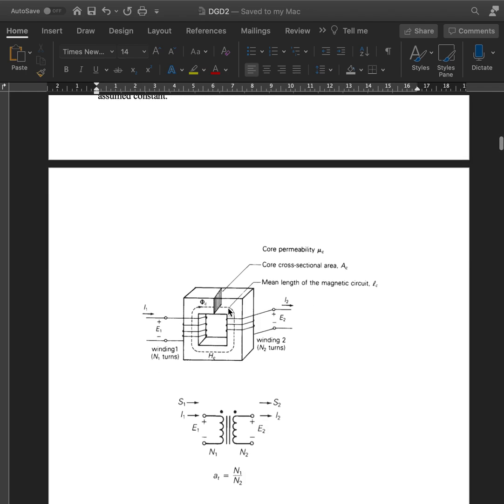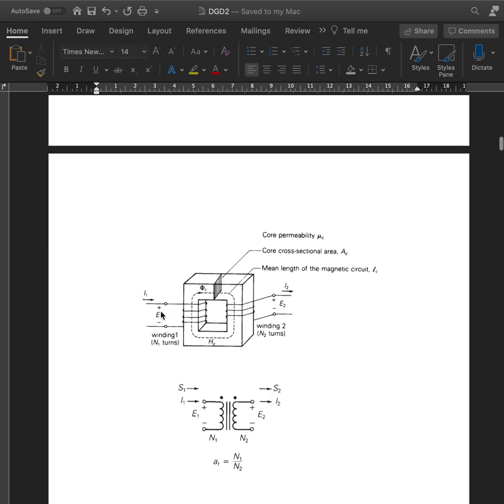And okay, so the core has core permittivity, which is mu c, then a cross sectional area AC, and then the mean length of the magnetic circuit, which is LC. As you see, E1 here is the voltage across the winding, and E2 is the voltage across the winding on the other side. Then we'll do later questions in which it will look something like this, but then we will have V1, which will be the source voltage, and V2, which is the receiving end voltage, what you get at the end.